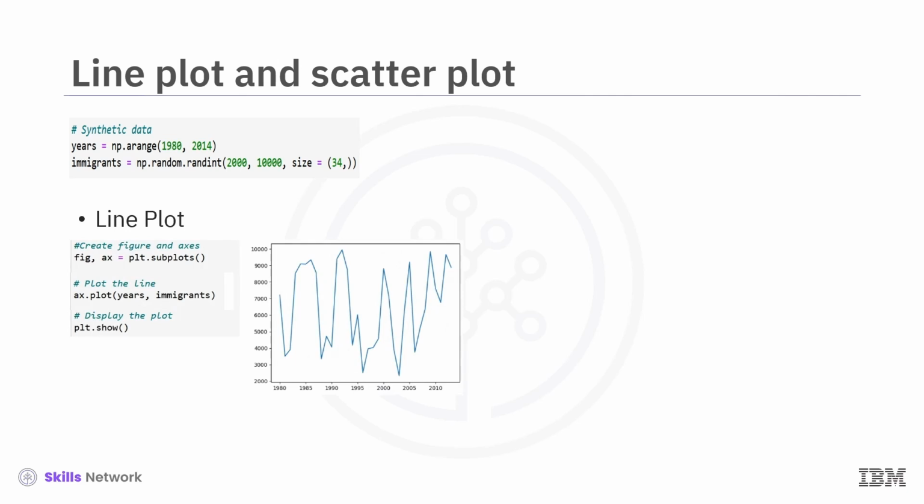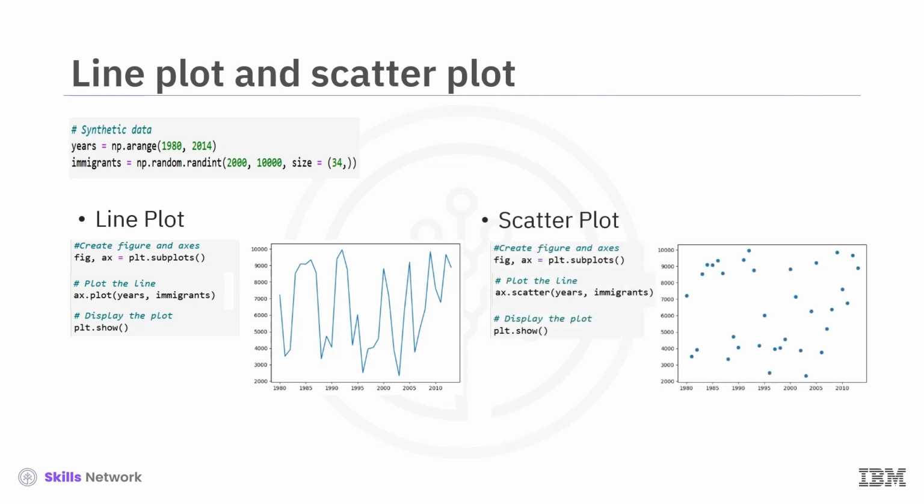The ax.plot function will create a line plot. It takes the x and y values as arguments, corresponding to the data to be considered for the x-axis and the y-axis. Ax.plot, years, immigrants. Finally, display the plot using the plt.show function. And if you want to display this data as a scatter plot, call the scatter function on ax instead, as shown here. Ax.scatter and pass years and immigrants to it.